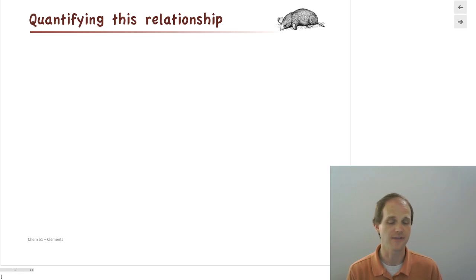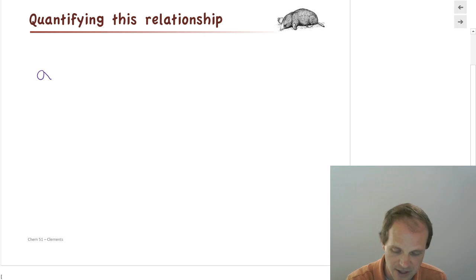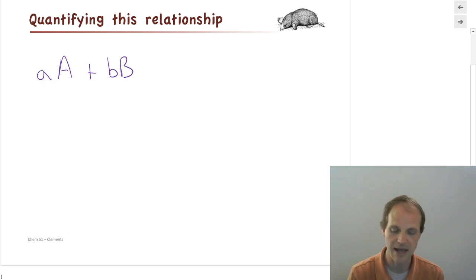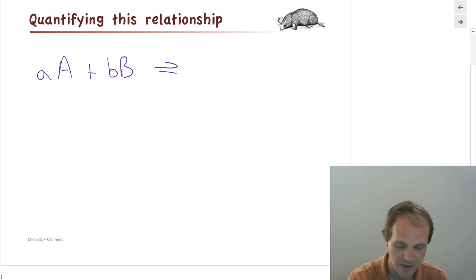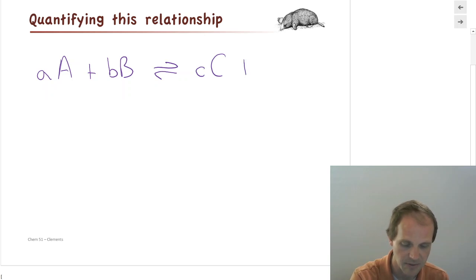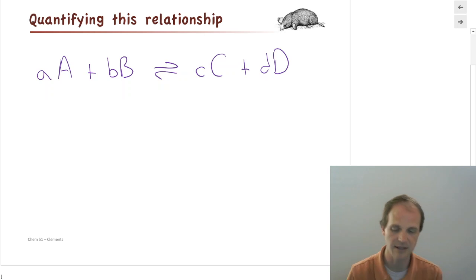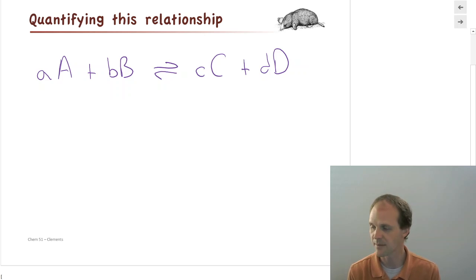We're going to introduce our favorite thing, the generic equation. We talked about this in kinetics, and now we're going to talk about it here. We've got aA plus bB, but now we're going to talk about equilibrium, going to cC plus dD. The little letters are the stoichiometric coefficients, the big letters are the actual chemicals themselves.